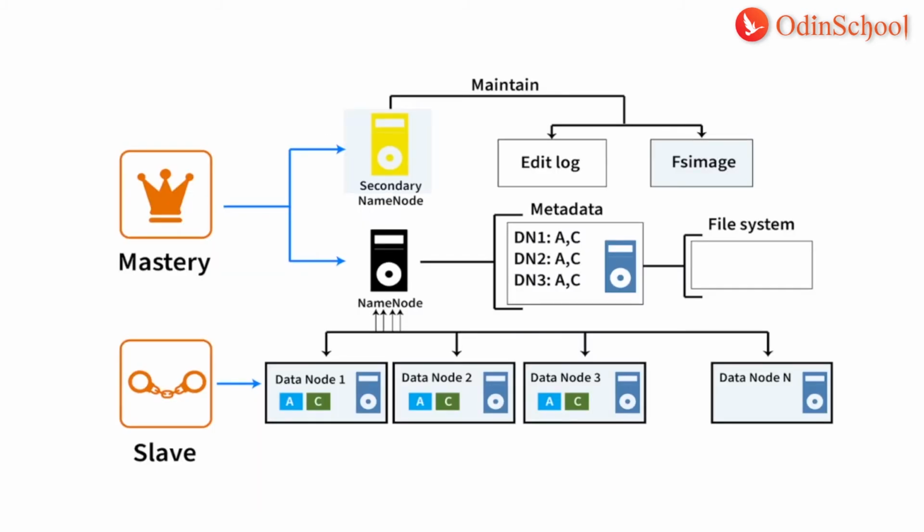So this is a high level diagram where you can see there is a master and there are slaves, and slaves are nothing but data nodes, and you can have up to n data nodes, right? And then on the master side, there is a name node and a secondary name node. The name node is maintaining the metadata of data node 1, data node 2, and data node 3. Data node 1 has blocks A and C, data node 2 has A and C, and data node 3 also has A and C. I'll tell you why these blocks are replicated in the further slides. Then the secondary name node, if you see, is maintaining the file system image and edit logs. Okay, so all these things we have discussed till now.